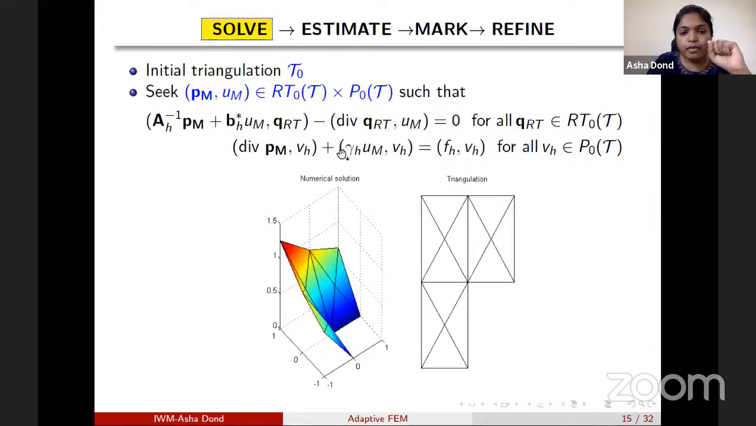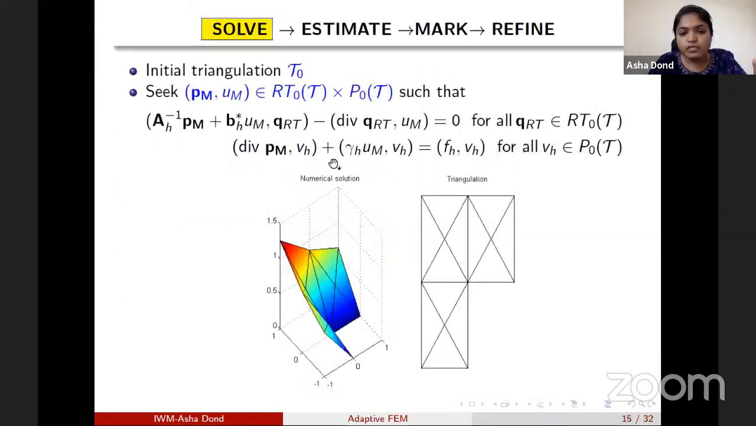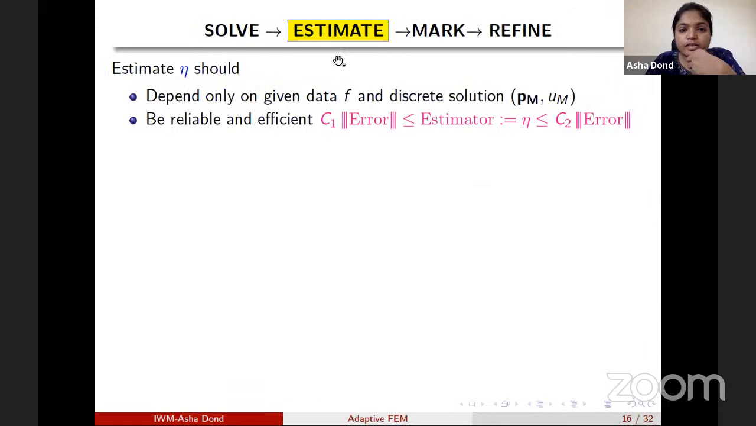Now our main target, after getting the solution, is to use this solution to identify the area where the error is large, so that we can refine that area. For that, we have to find an estimate. We have to find the triangles where the error is large. That important work is done in the estimate step. To find the error, we need the exact solution, which is unknown. So we have to find an estimator function, which is equivalent to the error.